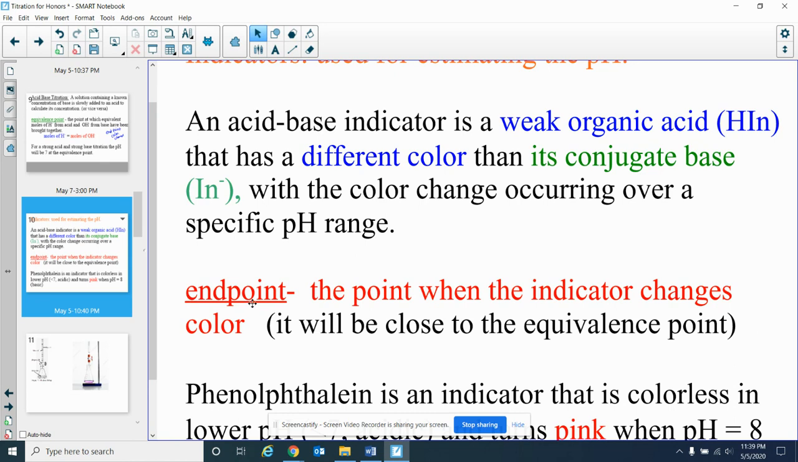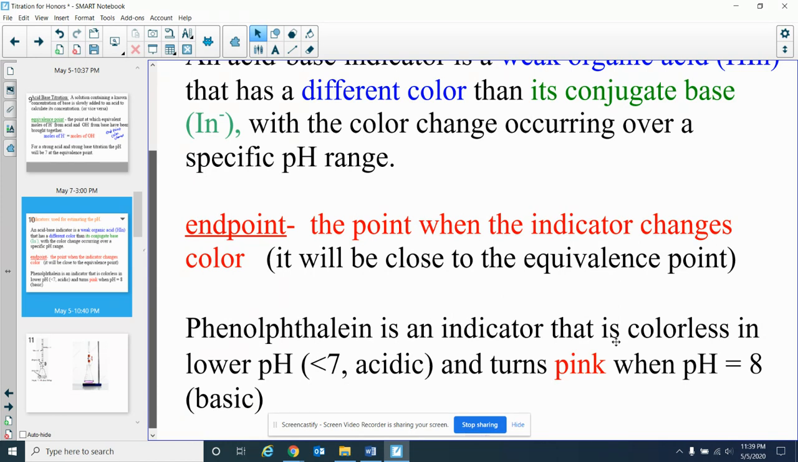Different indicators change color at different pHs. We're going to use phenolphthalein, which is colorless in pH below 7, acid, and then it turns pink when the pH is at 8. So this is going to be very close to the equivalence point because it will take like one drop of the base to jump up from an acidic pH when it's really close to the equivalence point to a basic pH. So the endpoint for us is what we're going to look for in the titration, and we'll be really close to the equivalence point where the amount of acid is equal to the amount of base.